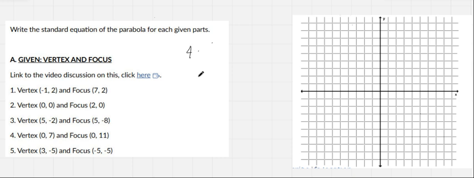We are given a vertex and focus. Vertex is at (0, 7) and focus at (0, 11). We have the same value on x, which means that the opening of the parabola could either be upward or downward. So let's now identify the opening.